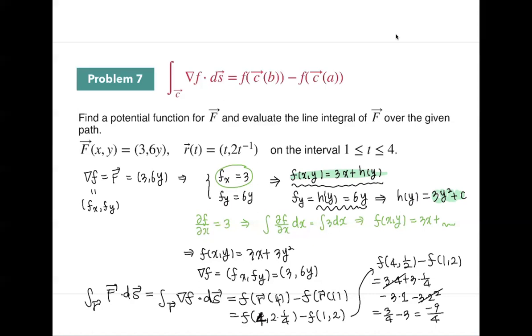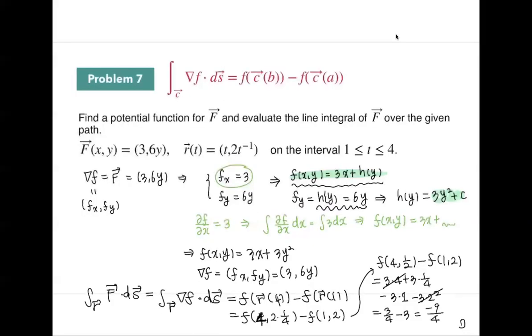Is it right? Okay. Yes, we can calculate it like this. Yes. I will stop here.